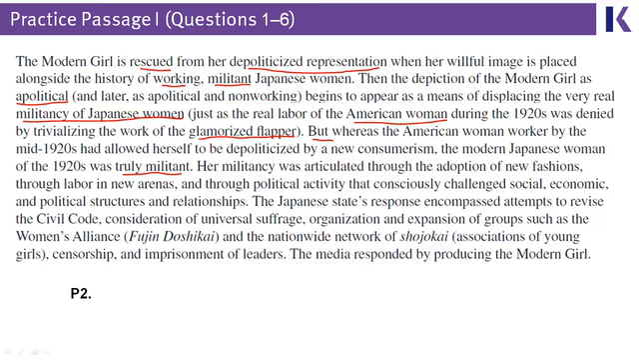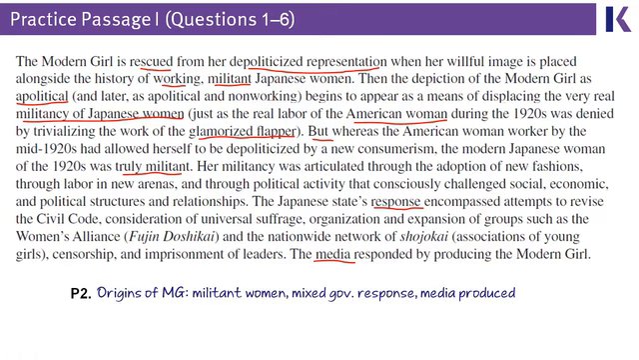Then we get some details about militancy here, and then the Japanese state's response to the Japanese woman's militancy. Finally, we get the idea at the end that the modern girl really is a portrayal that's given to us from the media. So for an outline for this paragraph, you might choose something like the origins of the modern girl and talk about militant women and the government response, and finally the media production of that modern girl.